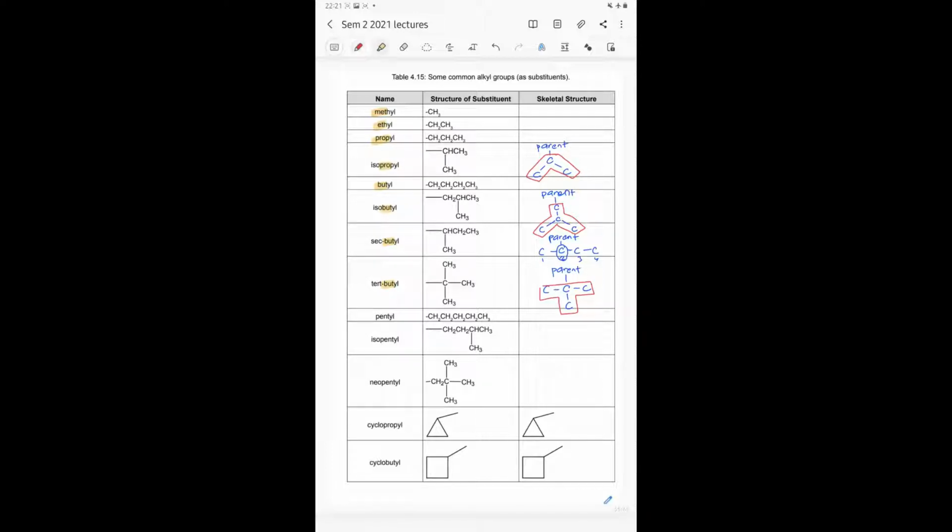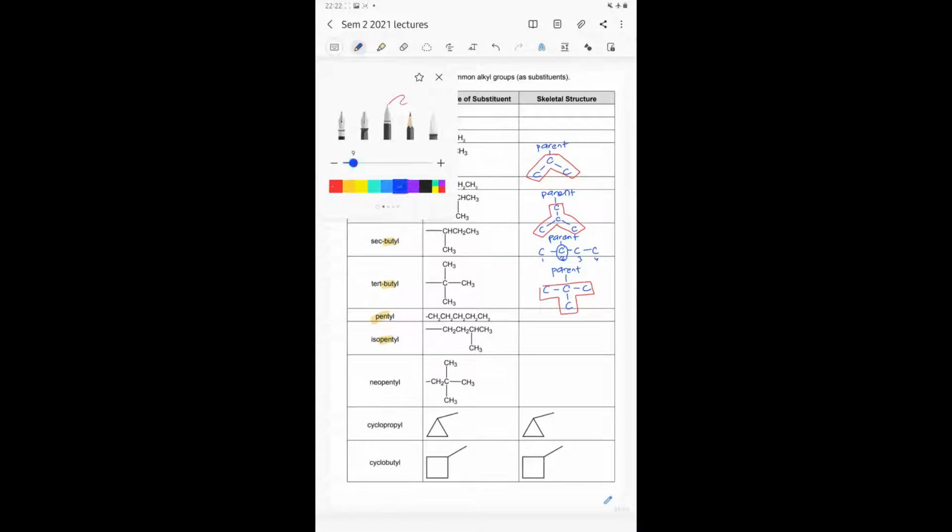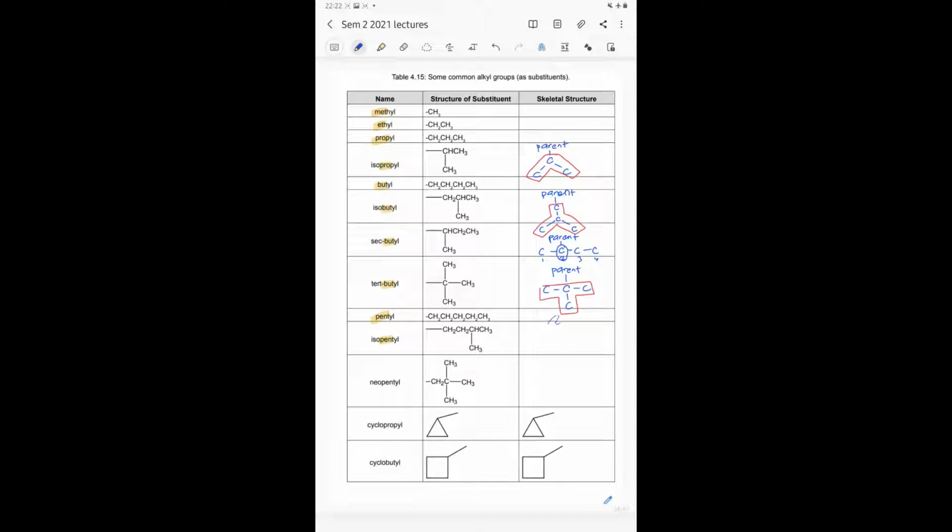Next, pentyl. So straight chain, pentyl, 5 carbons. Isopentyl. If you refer back to the isopropyl and isobutyl, the structure is actually similar. We have a parent chain, and then we can have this shape. 1, 2, 3. Oh no, not enough.